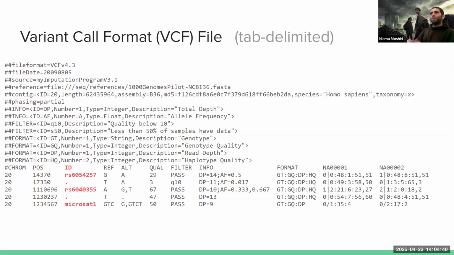In the third column, I mentioned there are databases like SNPedia where you can look up specific special variants that might have a certain meaning. So if there's a special ID associated with this variant, it would be in that column, or a dot means it doesn't exist. The fourth column is the reference genome, what the reference genome has at that position.